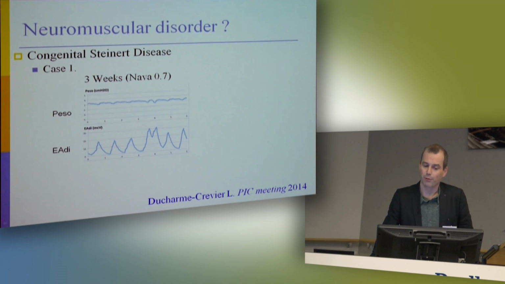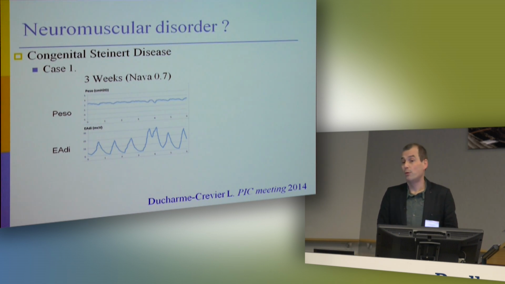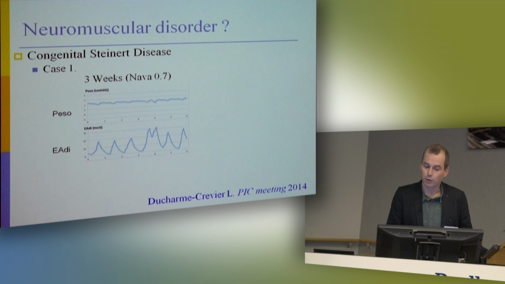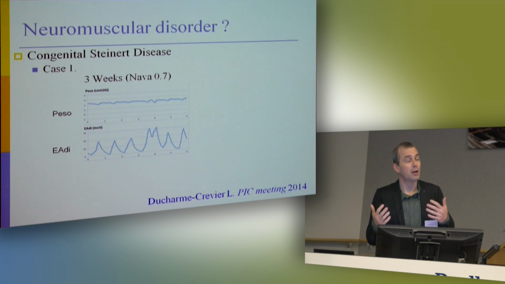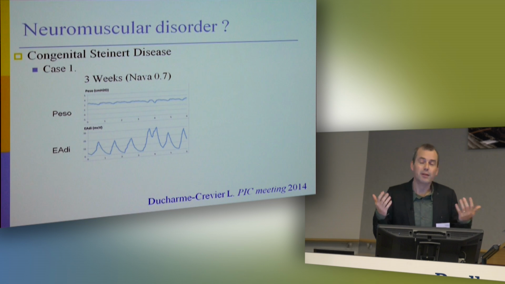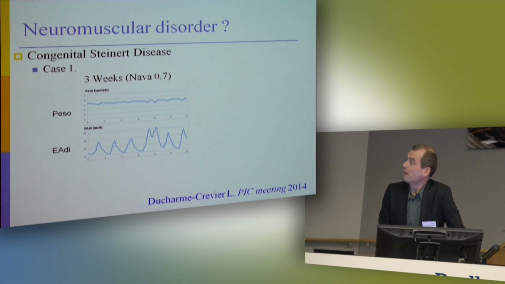In fact, she was a 3-week-old baby with a congenital Steinert disease, very severe. She was intubated at birth and transferred from the NICU to our PICU for the weaning phase, and we weaned her in NAVA. Initially, we aimed for a target EAdi of about 15 to 20, as we used to do.